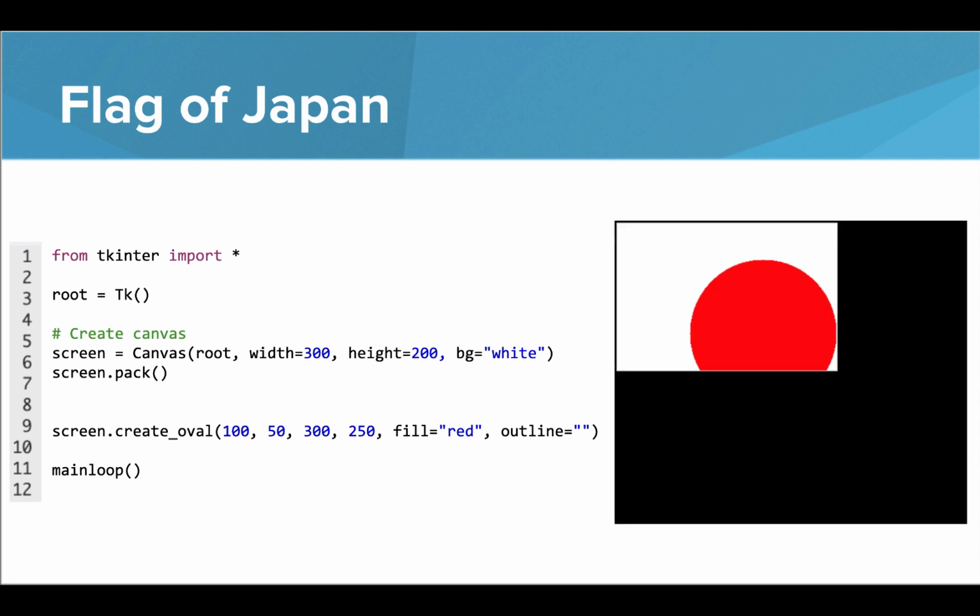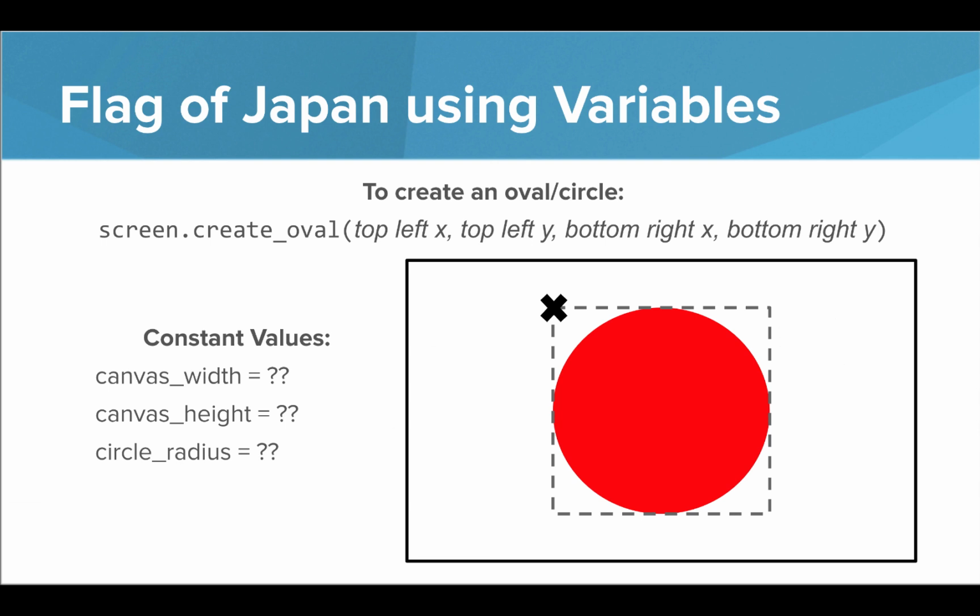If we use variables instead of static values to size and position our circle, we can have a program that looks as intended no matter the canvas dimensions. Let's see how to do this. If we no longer know the values of our constants, we can simply use the variables in their place. Let's first look at finding the x-coordinate of the top left point.